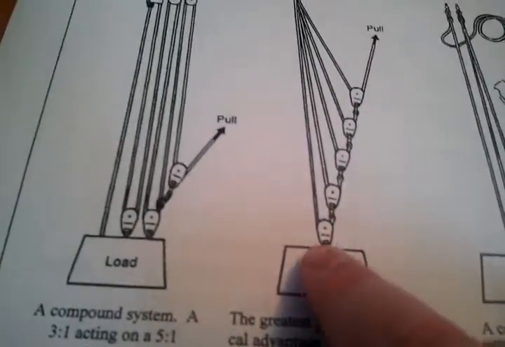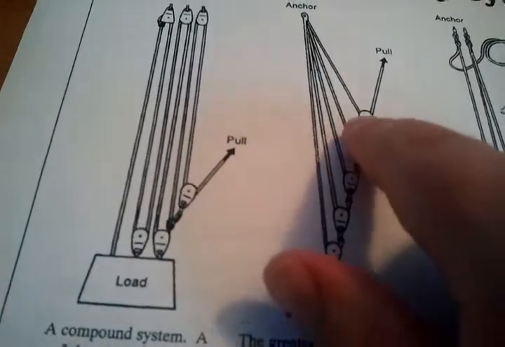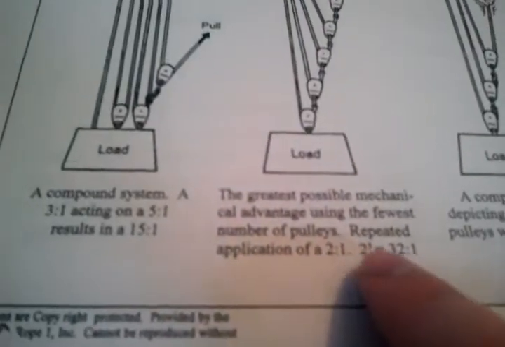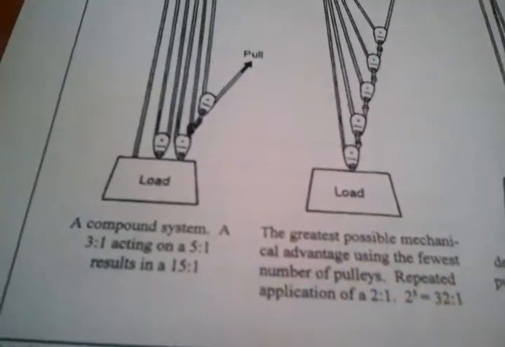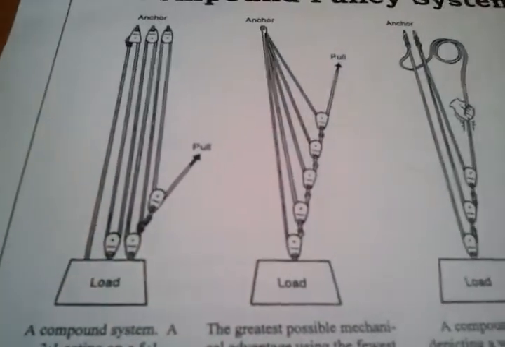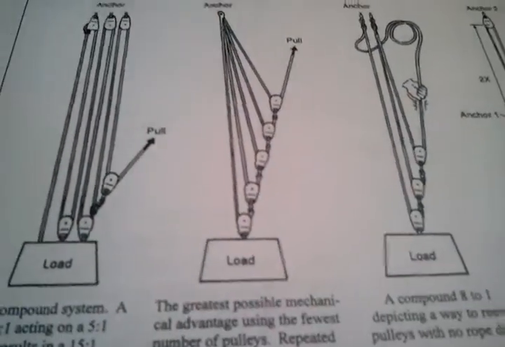And so we have 5: 1, 2, 3, 4, 5. And 2 to the 5th power is 32. So it's 32-to-1, and that tells you the mechanical advantage there.